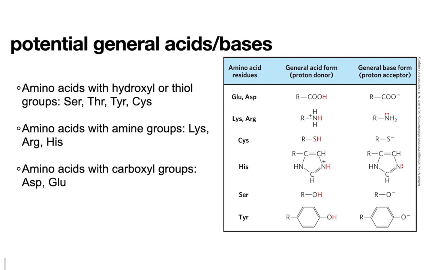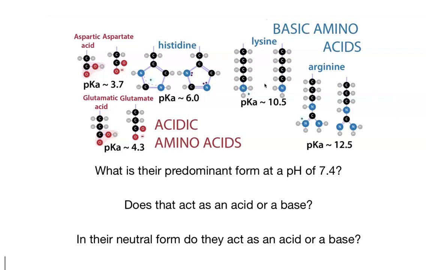But the naming can get confusing because anytime we have a weak acid, we also have to talk about its conjugate base, and we talk about things going back and forth between the acid and the base. So how do we choose whether we call something basic or acidic? In the case of amino acids, it's based on their neutral form. So let's think first about what's the predominant form at a pH of 7.4. How are we going to go about this?